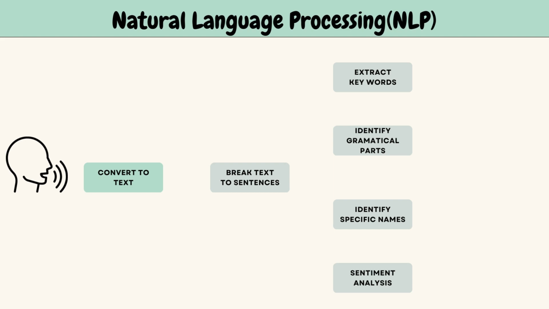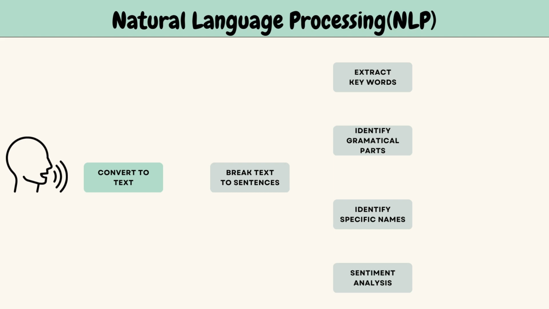And then there will be text analysis. This text analysis will include things like extracting keywords or identifying grammatical parts. This will help them identify if I'm asking what is the weather, or I'm asking them to play me some music, or what's in my bank account. So this analysis will help identify the context of my words. And then they also try to identify specific names. Am I saying what's the weather in Paris, or am I asking what's the best weather in Spain?